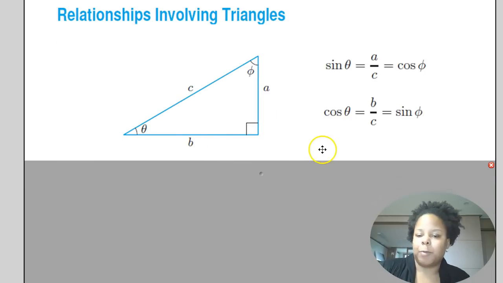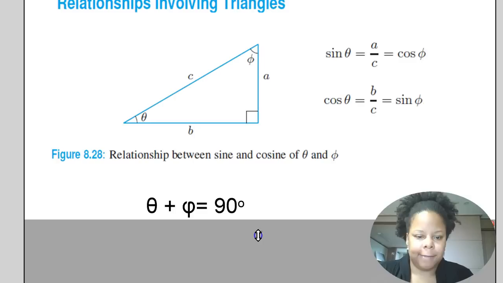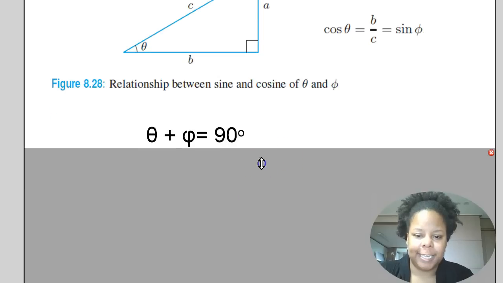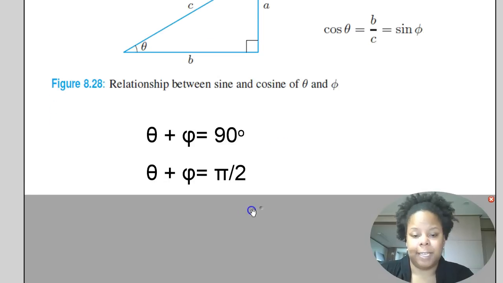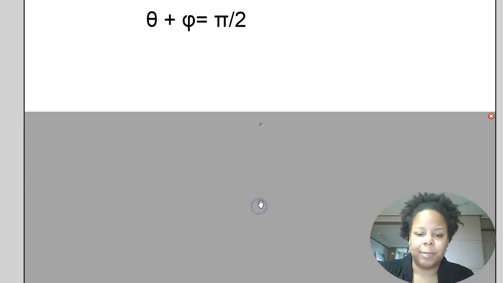We call this a complementary relationship. How are theta and phi related to each other in terms of angle? If theta and phi are in degrees, theta plus phi equals 90 degrees. If they're in radians, theta plus phi equals pi over 2 radians. In that sense, their relationships are called complementary. So if I know theta, I can determine phi and vice versa. Okay, let's look at another relationship.